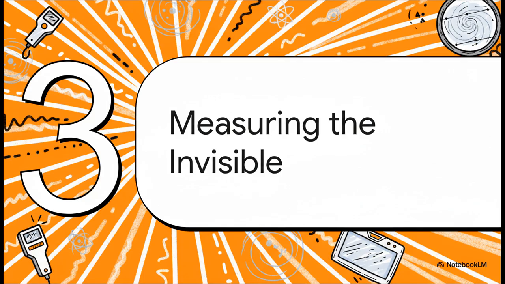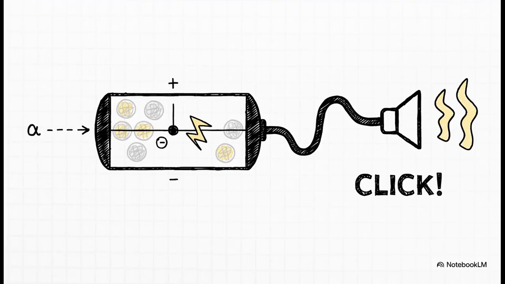You can't see it, you can't smell it, but it turns out we have some really clever ways of making it visible. You know that classic clicking sound you always hear in movies? That comes from a Geiger counter. It's basically a metal tube filled with a gas, usually argon. When a particle or ray of radiation zips through that tube, it knocks electrons off the argon atoms. That creates a tiny little electrical pulse, and the counter amplifies that pulse into an audible click. So every single click you hear is one single radioactive event being detected.